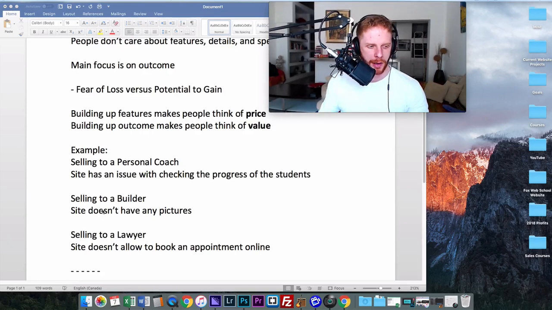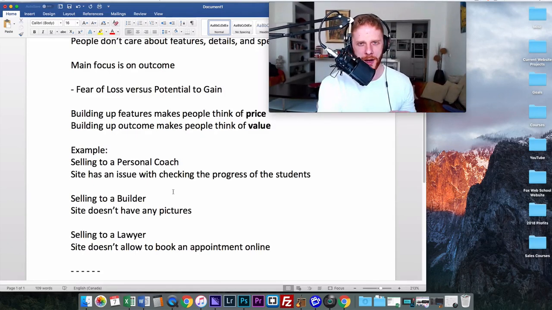We have a construction builder. So somebody builds houses or whatever, and the current site doesn't have any photos. So again, if we're going to focus on features, if we're going to focus on details, we might say something like, okay, we're going to build you a better site. It's going to have a photo gallery. People can go in there. They can view all those images. It's going to be responsive, so it's going to work on all different devices.